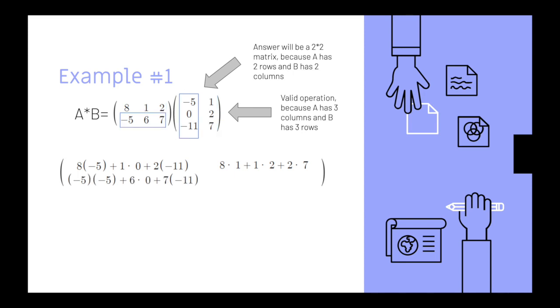Third is to multiply the second row of A by the first column of B. This gives us negative 5 times negative 5 plus 6 times 0 plus 7 times negative 11. Finally, we multiply the second row of A times the second column of B, which gives us negative 5 times 1 plus 6 times 2 plus 7 times 7. We then simplify this matrix into negative 62, 24, negative 52, and 56, which is our answer.